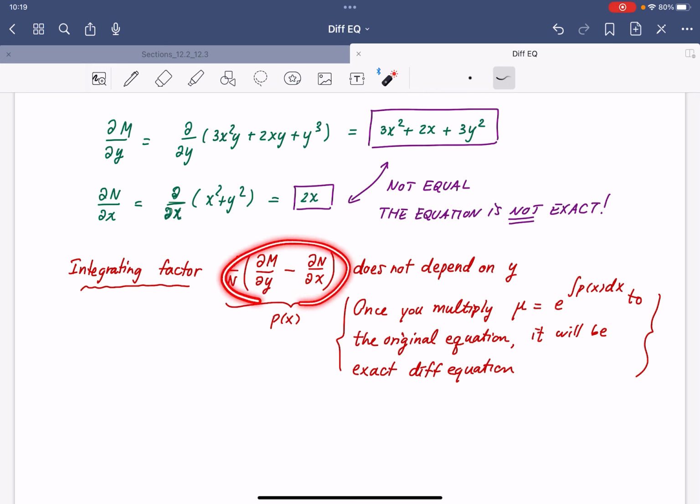Okay, so continue this one. So we have this thing that does not depend on y. So we're gonna compute this thing. First of all, we're gonna compute differentiate m with respect to y minus differentiate n with respect to x.